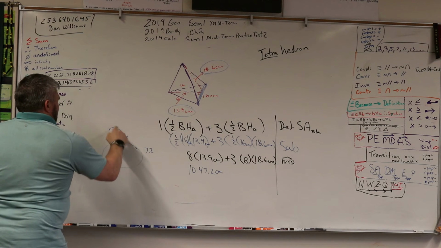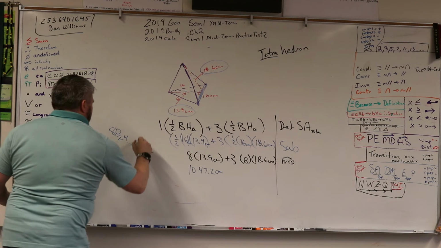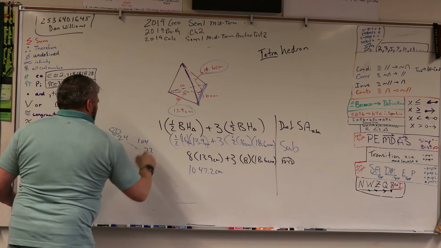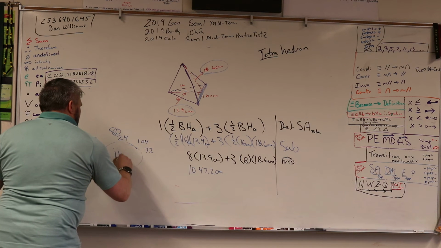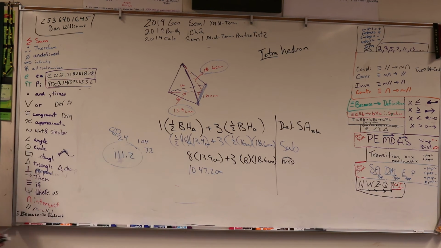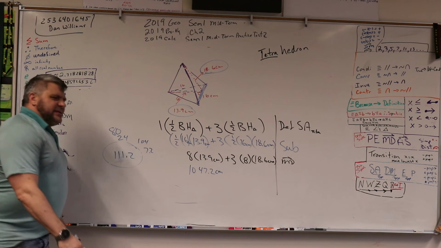And that's 104, right? And what's 104 plus 7? 111.2. That's why we check our math. Pretty good, yeah? We were doing the same thing. We were just adding a 0 to it.